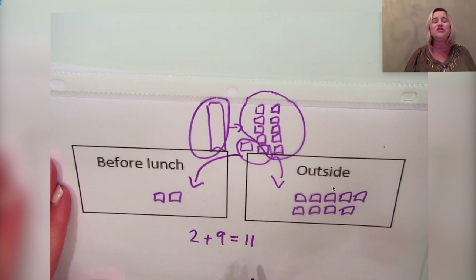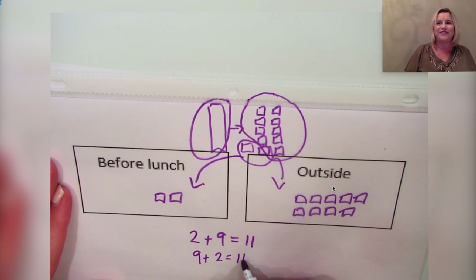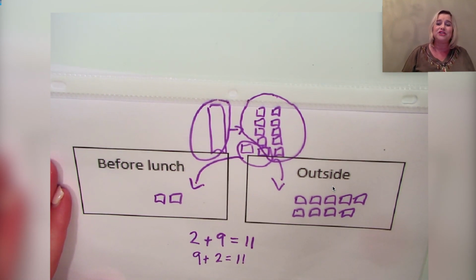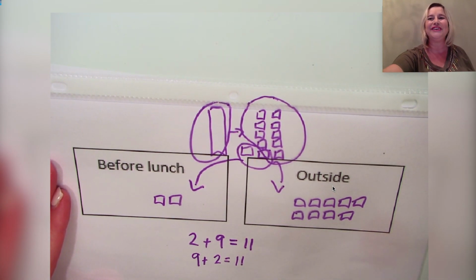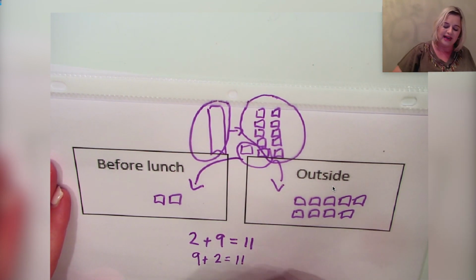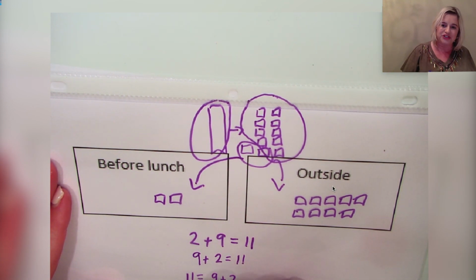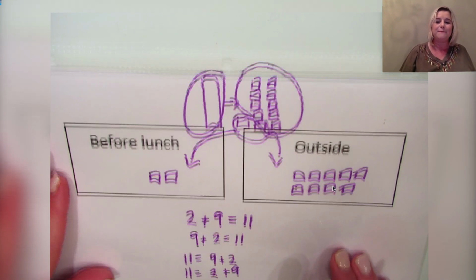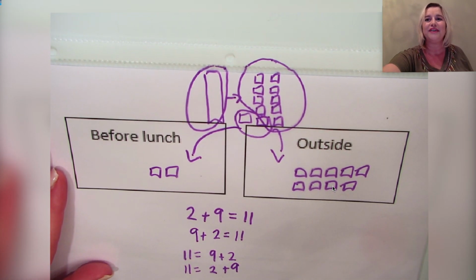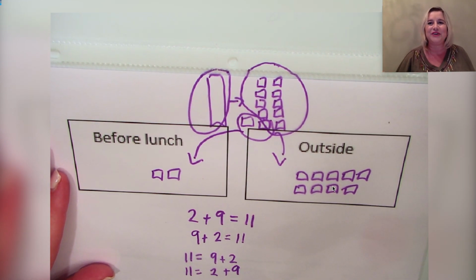We know that Max's total was 11 bottles of water. I'm also writing the equation 9 plus 2 equals 11 because that equation matches our model too. We learned earlier in this series that we could write 11 first. I'm going to write 11 equals 9 plus 2. And 11 equals 2 plus 9, because they also match our model. Do your numbers match mine? Way to go, boys and girls.